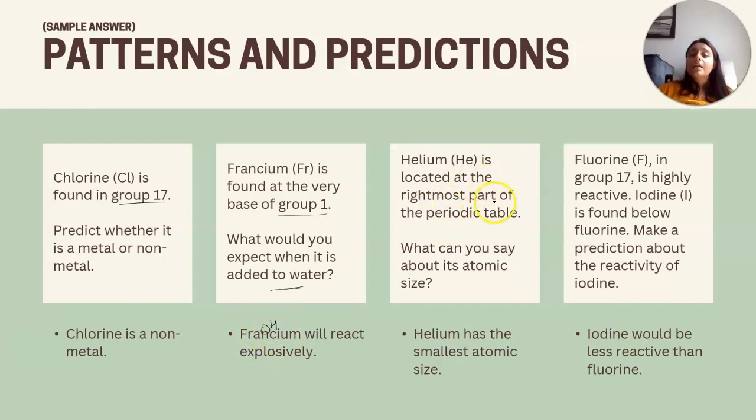Helium is located at the rightmost part of the periodic table. We already know that helium is an inert gas. It is a noble gas, and what can you say about its atomic size? So helium has the smallest atomic size.